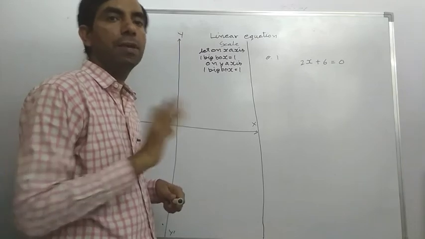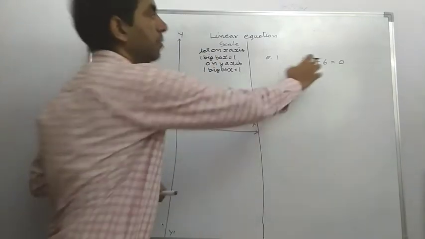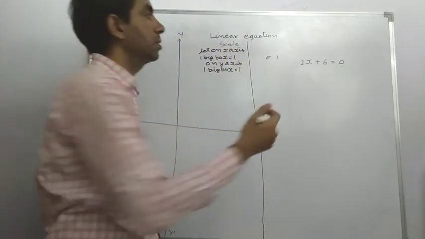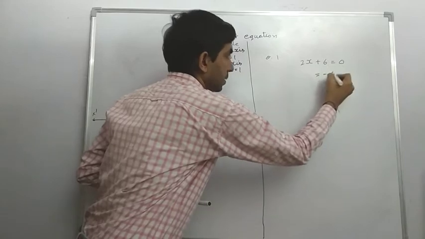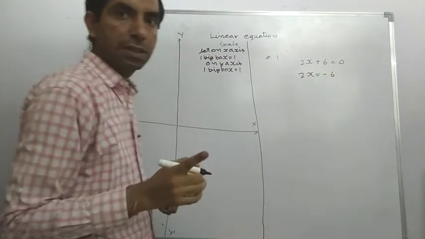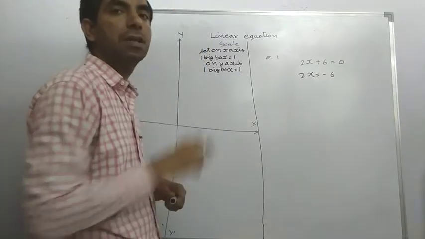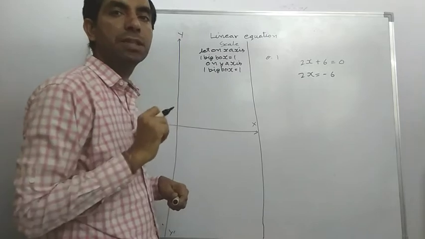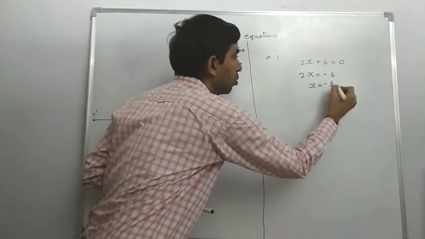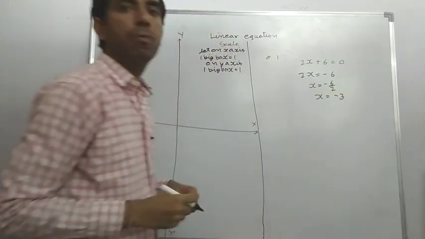Here, first, in one variable, we transfer the other things to the second side. First, we change 6: plus 6 transferred to the second side becomes minus 6. So 2x equal to minus 6. Here 2 is in multiplication; on transfer it changes to divide. So x equal to minus 6 upon 2, x equal to minus 3.